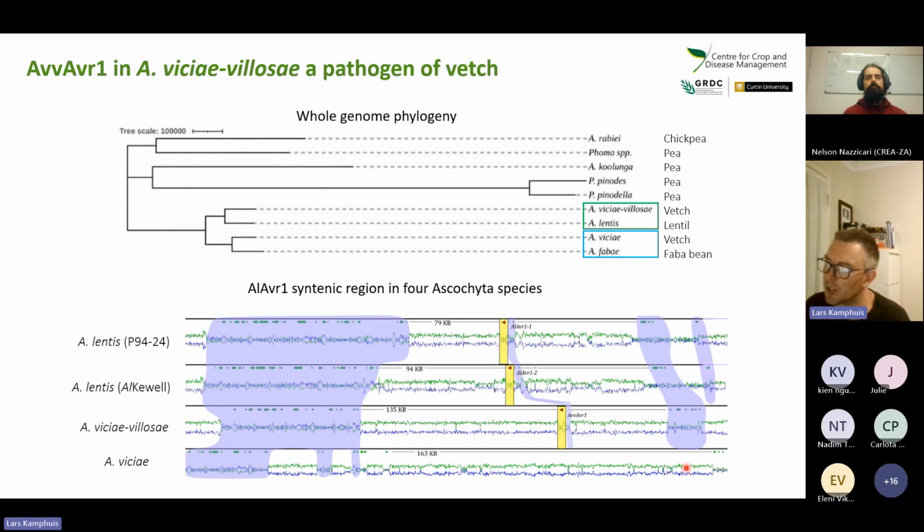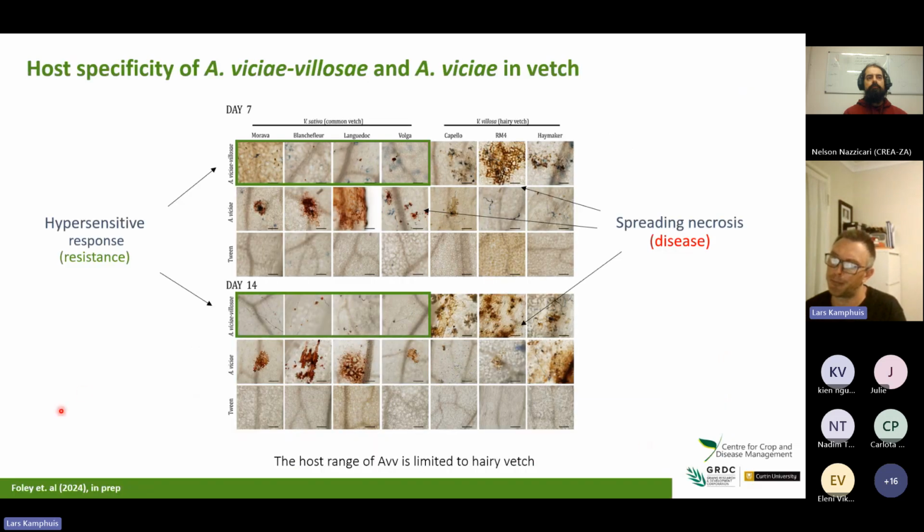So we wanted to know what that version in Ascochyta vitiphila was doing in vetch. What we've got here are some disease assays that the student conducted on 4 genotypes of common vetch and 3 genotypes of hairy vetch. She assessed these with disease scores, with macroscopic phenotyping of the lesions that developed. But what you can also see here is the microscopy, which quite elegantly shows the differences. So on common vetch, Ascochyta viciae is unable to cause disease.